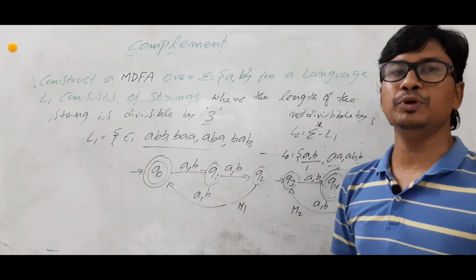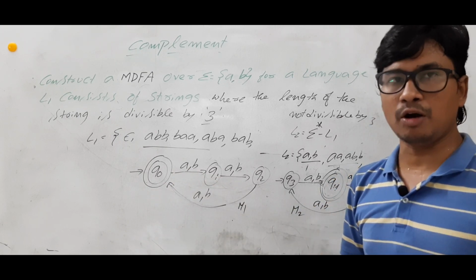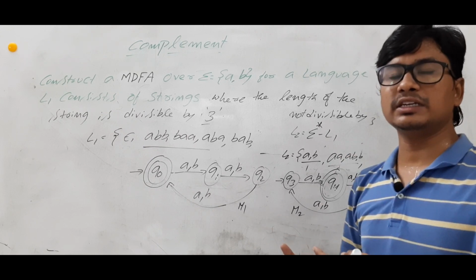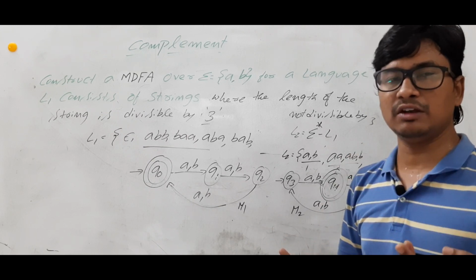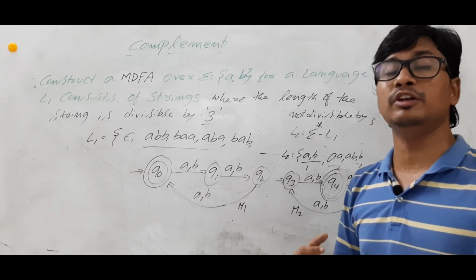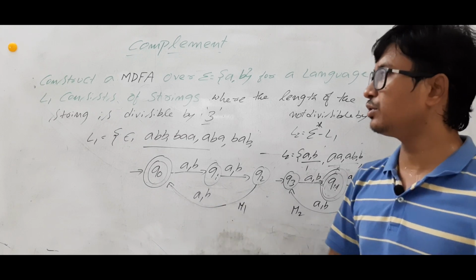I hope you have understood what is a complement of a language, how I can construct the minimized DFA for language L1, and how I can construct the minimized DFA for the complement of language L1. I have given two examples.